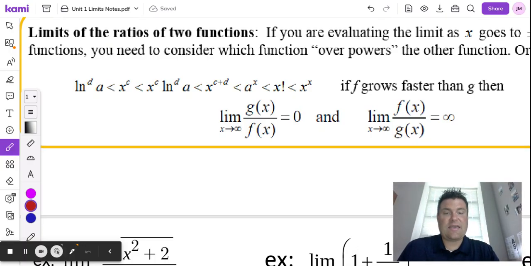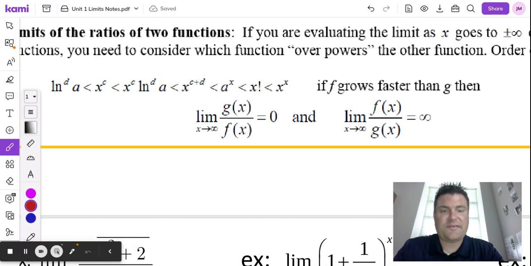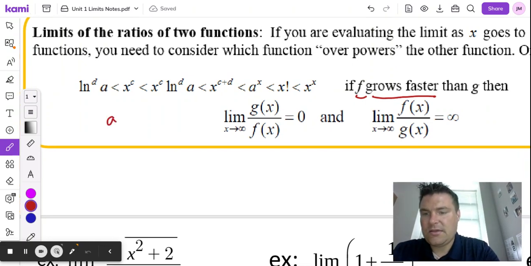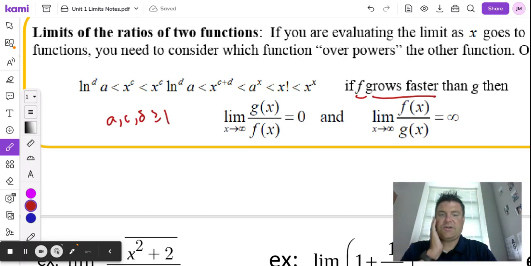If f grows faster, which is what it says right here, if it's faster on the bottom, we're going to equal 0. If it's faster on top, we'll be either plus or minus infinity. Here is our order of operations here. Now, there's a lot going on. Just assume that a, c, and d are all equal to or larger than 1.